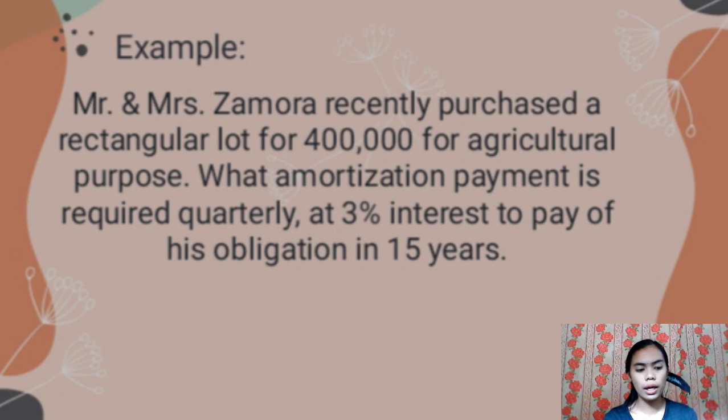So I have an example here, and by this example we will construct an amortization schedule. Mr. and Mrs. Zamora recently purchased a rectangular lot for 400,000 for agricultural purpose. What amortization payment is required quarterly at 3% interest to pay off his obligation in 15 years? So by this example, we will construct an amortization schedule.